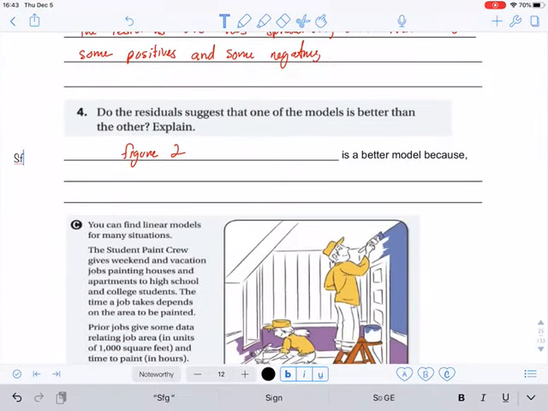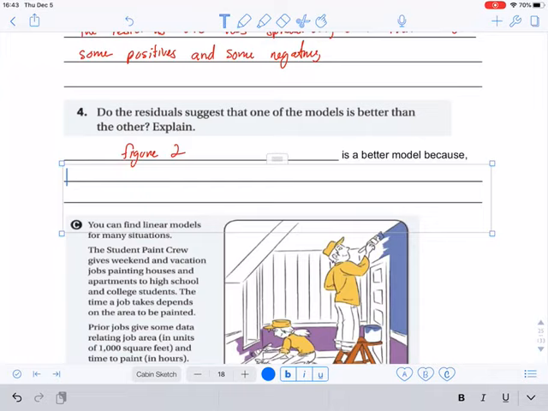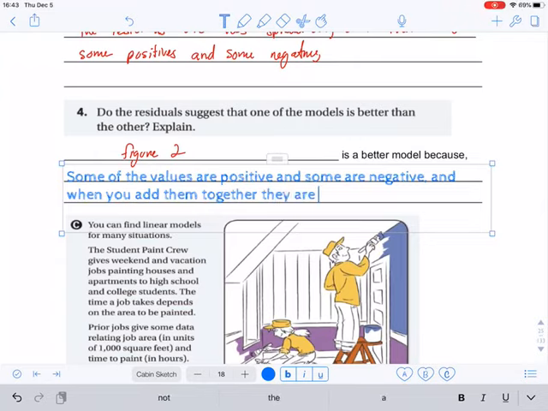Sorry for that. So some are positive and some are negative. We know that because some of the values are positive and some are negative. And when you add them together, they are closer to 0 than figure 1.